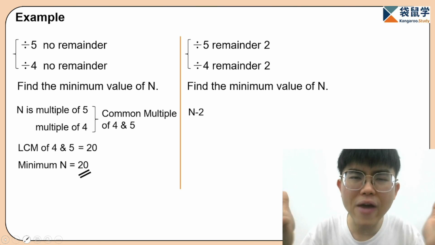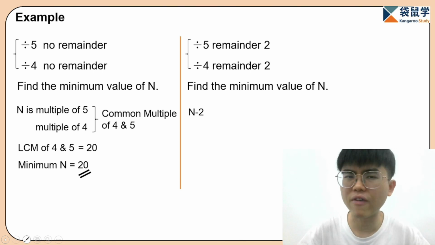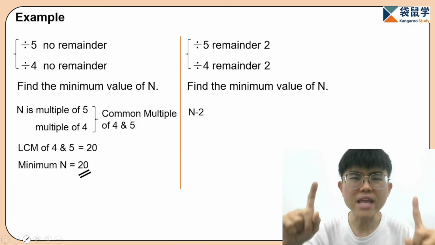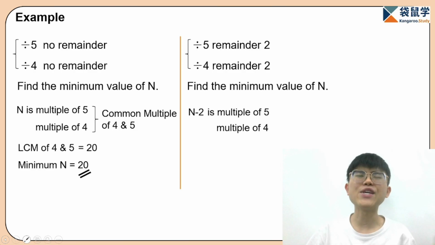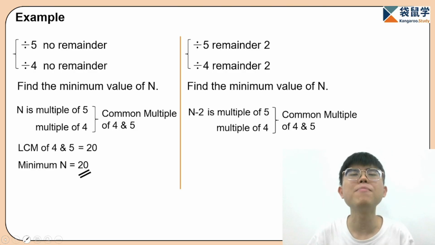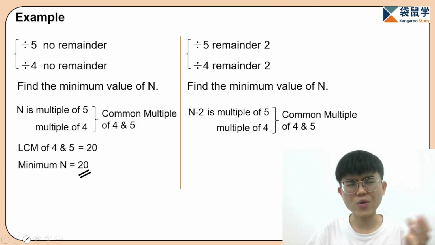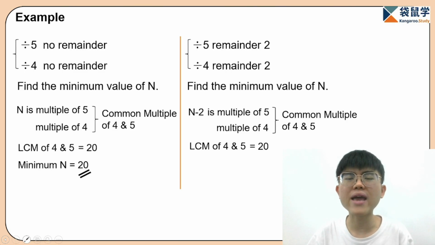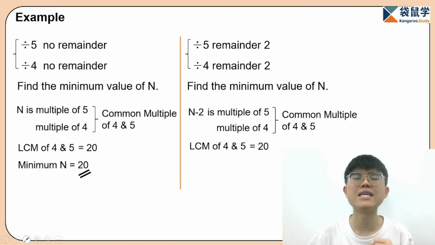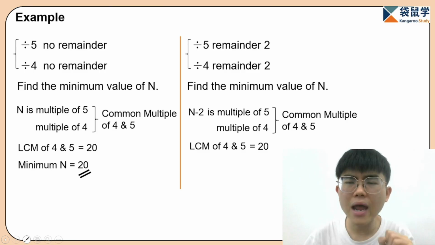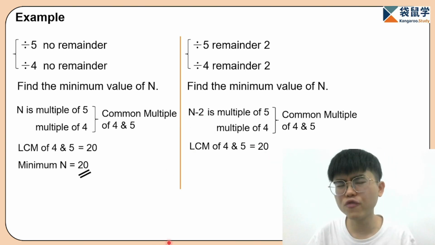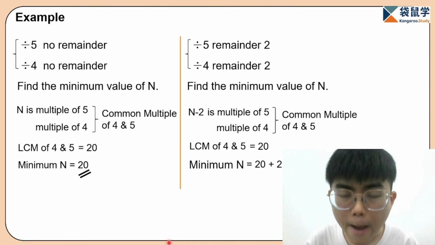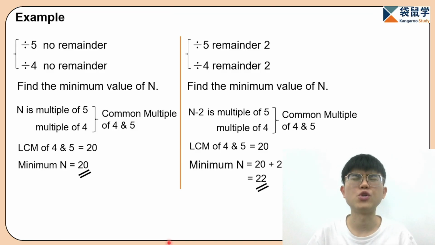And what is the relationship of n minus 2 with the divisor 5 and the divisor 4? We say that n minus 2 is a multiple of 5 and also a multiple of 4. So in this case, we are also trying to find the common multiple of 4 and 5. And then we know that this common multiple of 4 and 5 is just equal to 20. And this is our answer. And we want to find out the minimum value of n, but in this case, it is n minus 2. The 20 here represents n minus 2. Therefore, to find out n, it will be 20 plus the 2 back. We get 22.